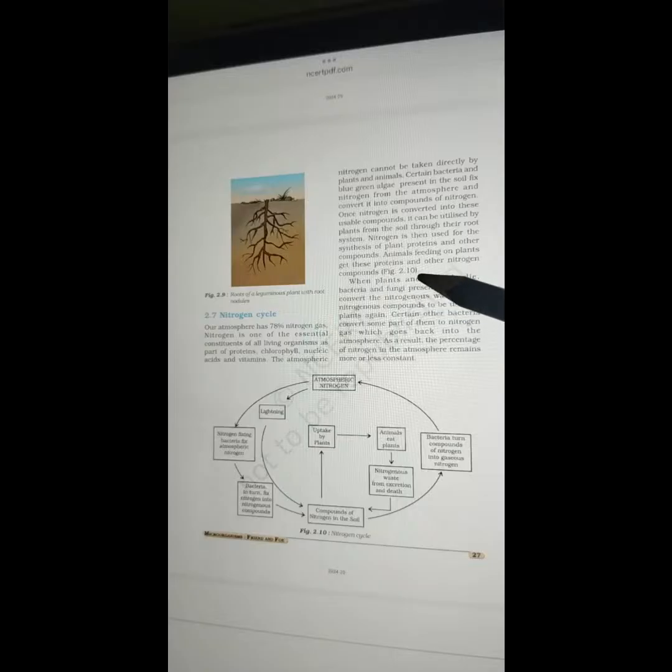Figure 2.10. When plants and animals die, bacteria and fungi present in the soil convert the nitrogenous waste into nitrogenous compounds to be used by plants again. Certain other bacteria convert some part of them to nitrogen gas, which goes back into the atmosphere. As a result, the percentage of nitrogen in the atmosphere remains more or less constant. So, the nitrogen cycle is given to you in Figure 2.10.